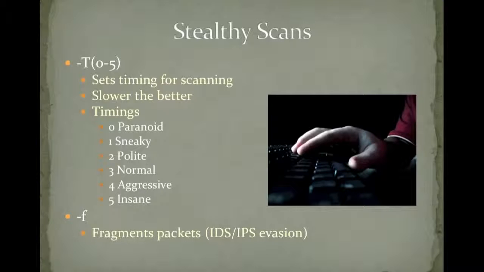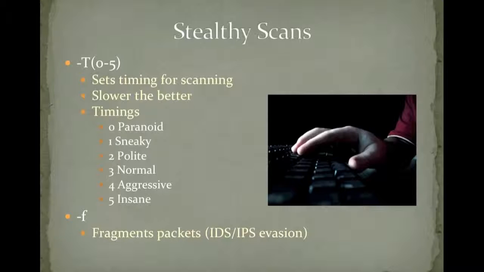0 is paranoid, 1 is sneaky, 2 is polite, 3 is normal, 4 is aggressive, 5 is insane. These are the words for the levels. Paranoid is extremely slow, and you should only use it when you're paranoid, because it takes forever. 3 is normal, a normal scan. 5 is insane, which is really, really fast, and IDSs will be able to pick that up because it looks very predictable.